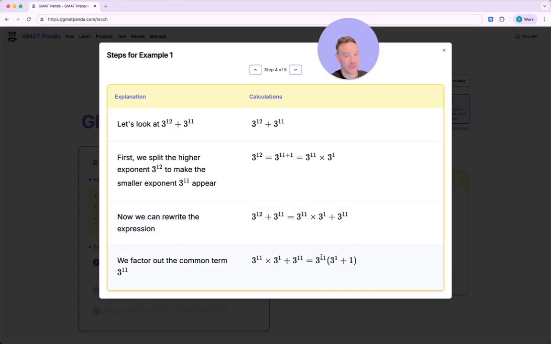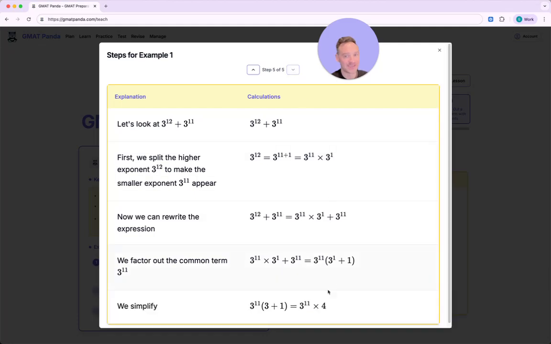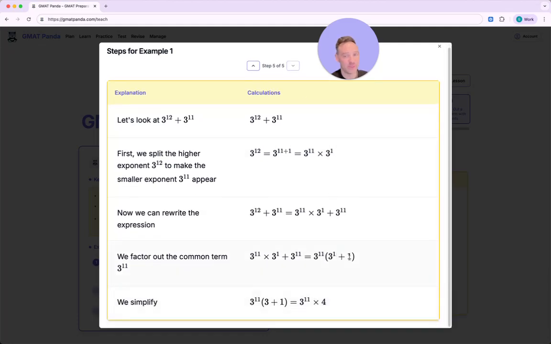So factoring, if you can't remember what it is, is placing it at the beginning of a parenthesis, and essentially the common factor in both of these numbers is then going to be multiplying this parenthesis, and what's left is the 3 to the power of 1 plus, well, this one was 3 to the power of 11 times 1, so we're left with just 1 here. And what is 3 to the power of 1 plus 1? Well, that's 3 plus 1, which is 4.